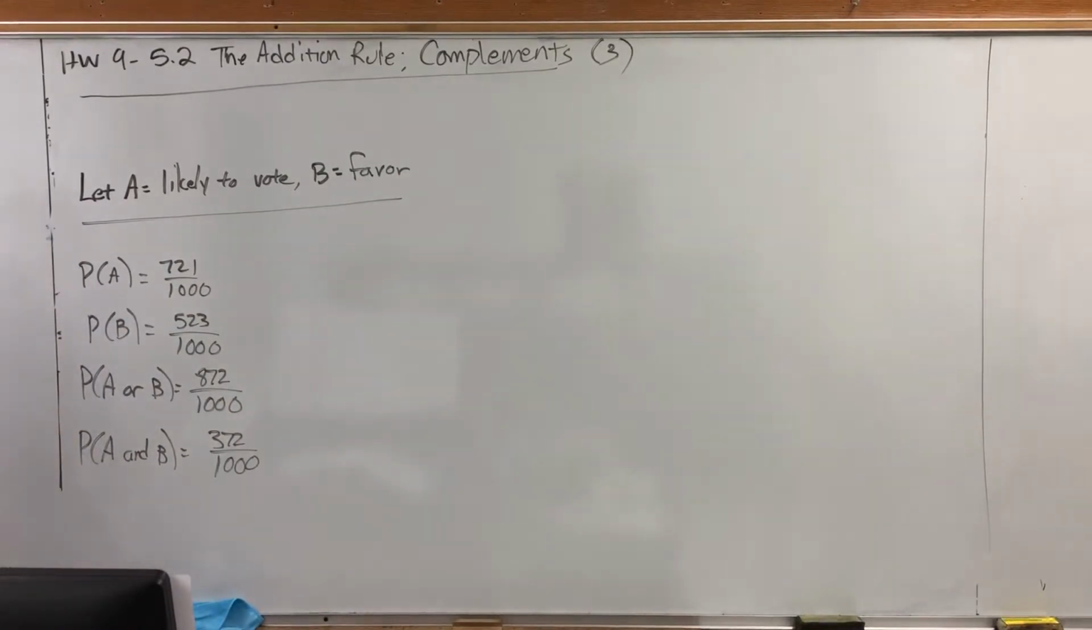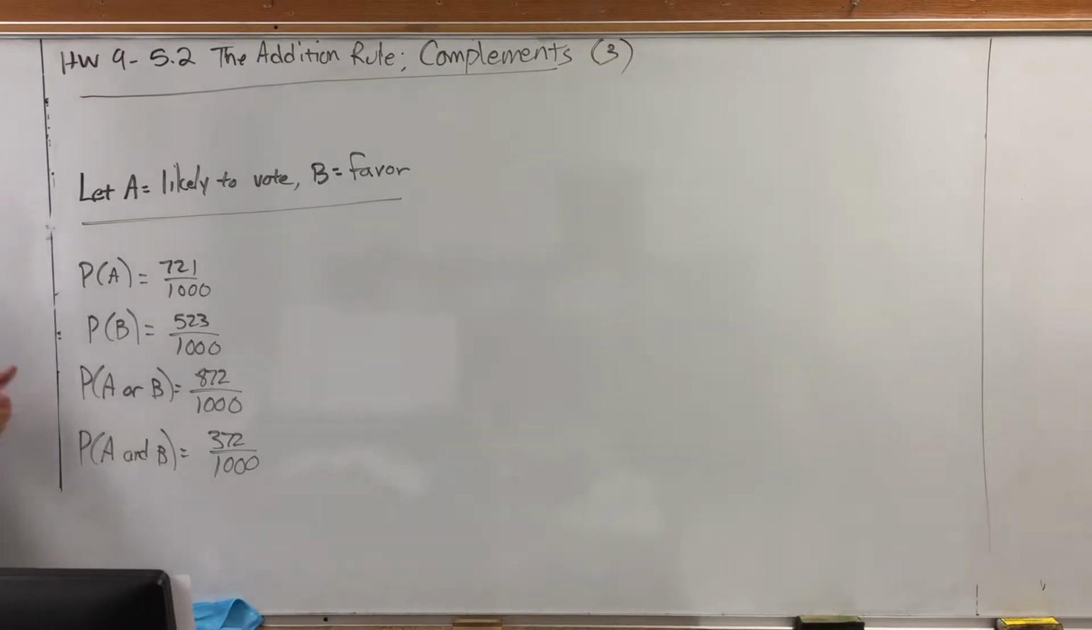And in the previous example, we calculated the following probabilities. The probability that somebody was likely to vote was 721 out of 1,000. The probability somebody favored the proposition was 523 out of 1,000. The probability somebody was likely to vote or they favored the proposition was 872 out of 1,000, and the probability that somebody was likely to vote and favored the proposition was 372 out of 1,000.